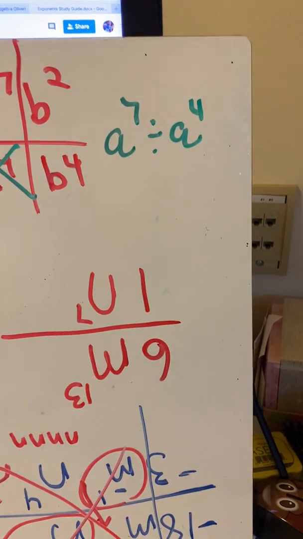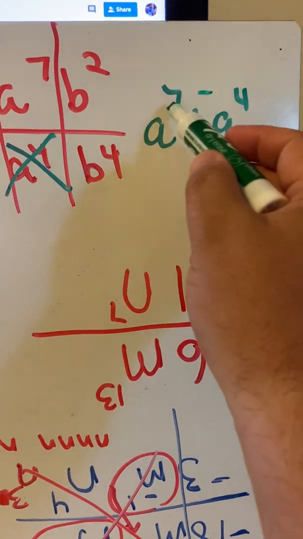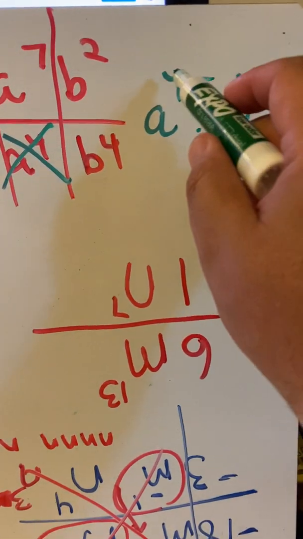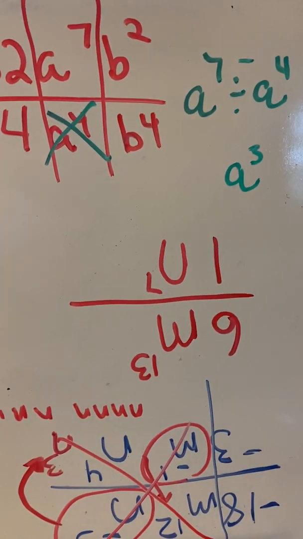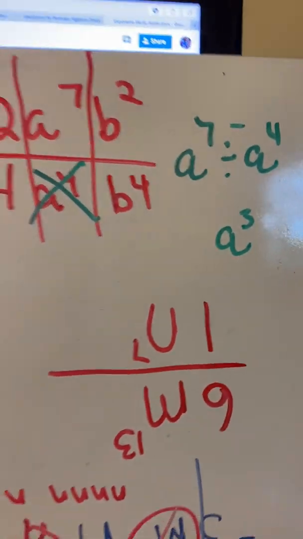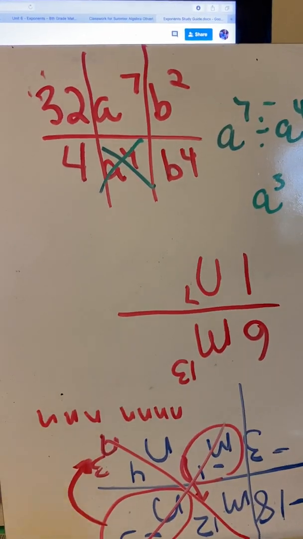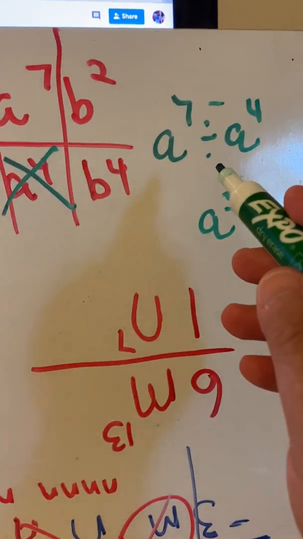You need to know this rule. When you divide with exponents like this, it truly is just subtraction of the exponential value. 7 minus 4 is a to the 3rd power, okay? You need to know that. This is something you should have done last year in your previous class, regardless if it was 7th or 8th grade. You should have done something like this, dividing with exponents.